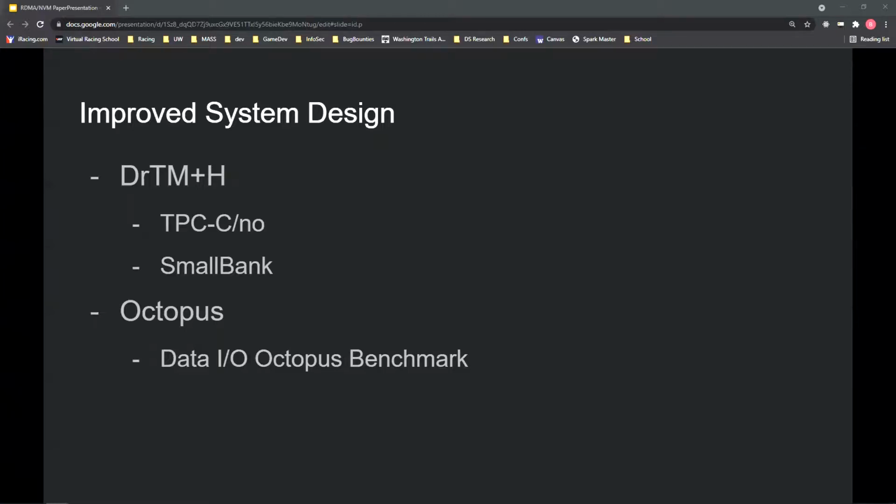And then moving on to the improved system design section. In this section, they talk about the improvements they made to existing systems. The first of which is the DRTM+H, which is a distributed transactional system designed for RDMA and NVM. They evaluated this system using the TPC-C, NO, and small bank benchmarks. And the second is a distributed file system called Octopus, designed for RDMA and NVM. They evaluated this system using the DDIO benchmark that they found in the initial Octopus paper.